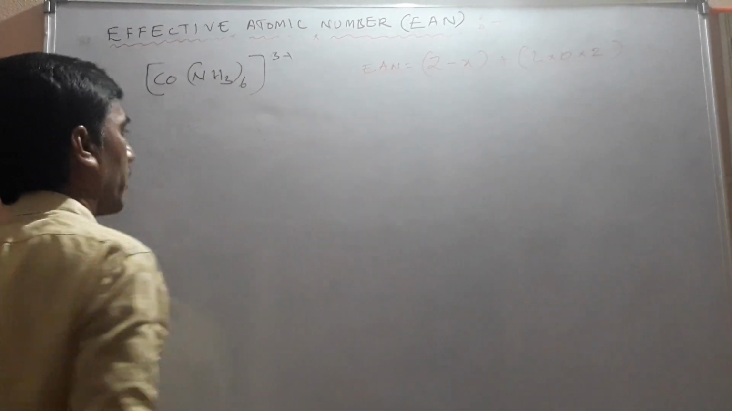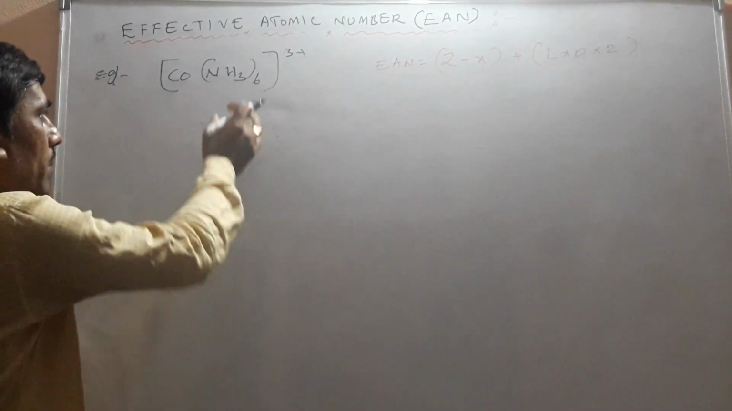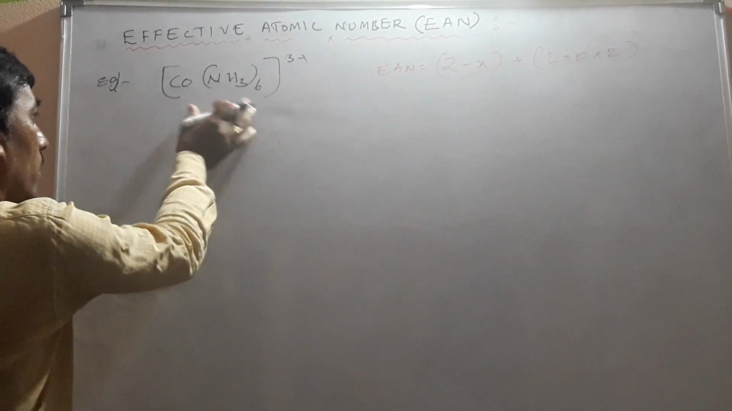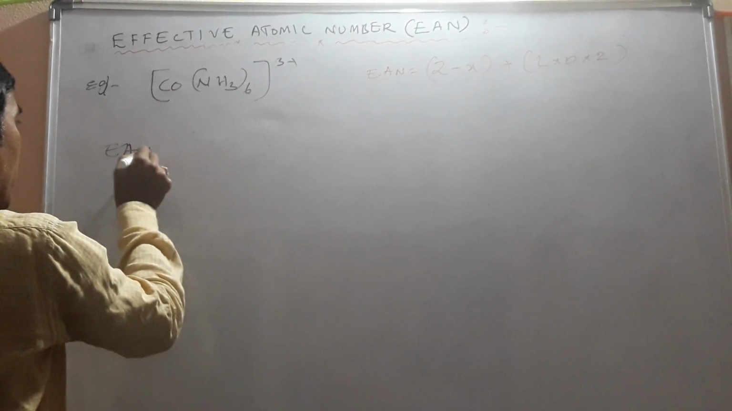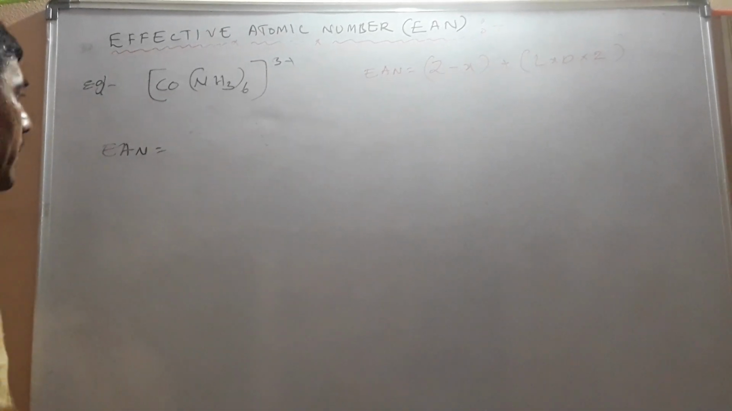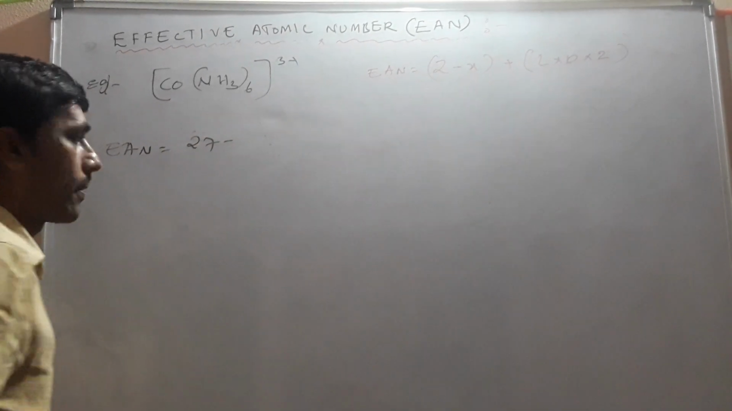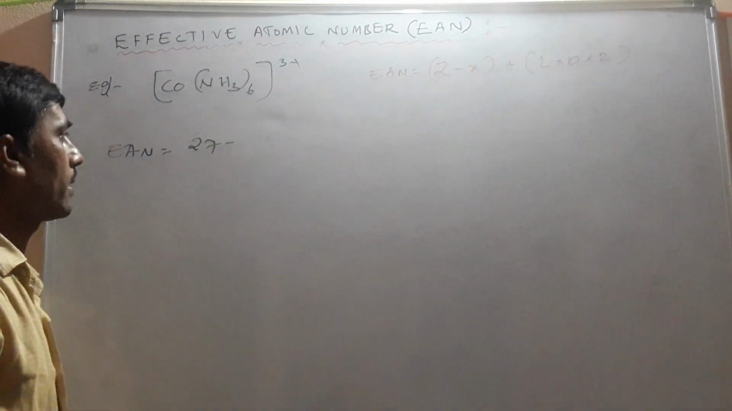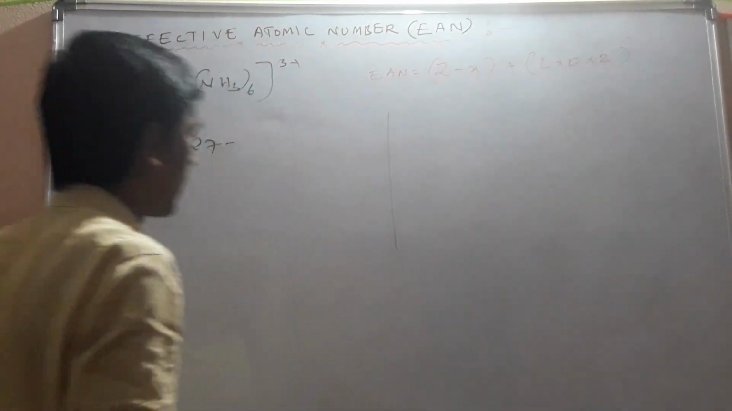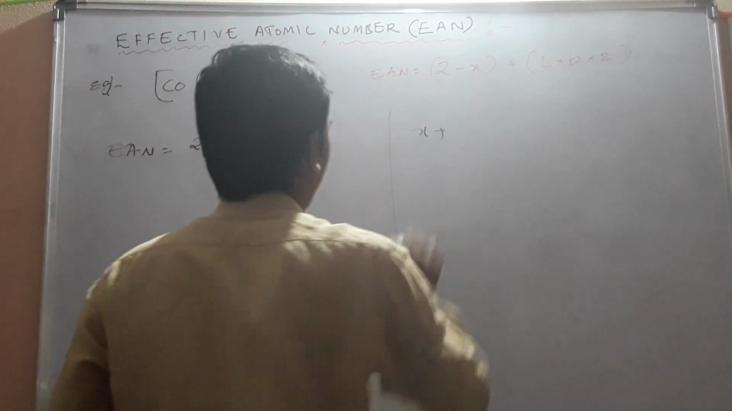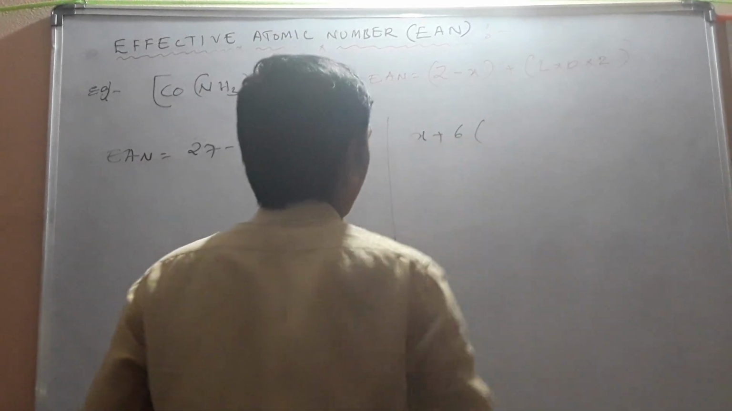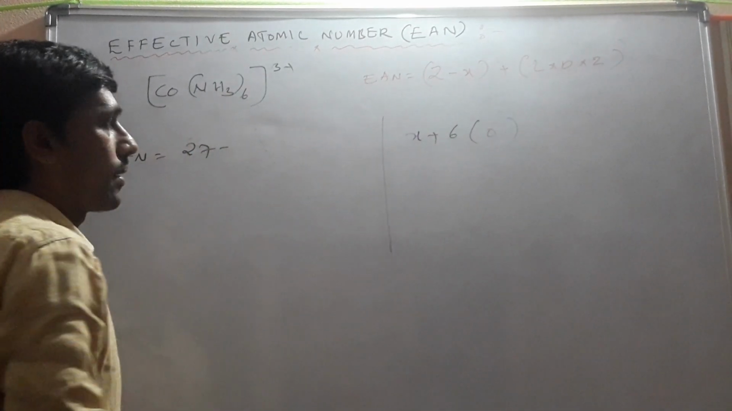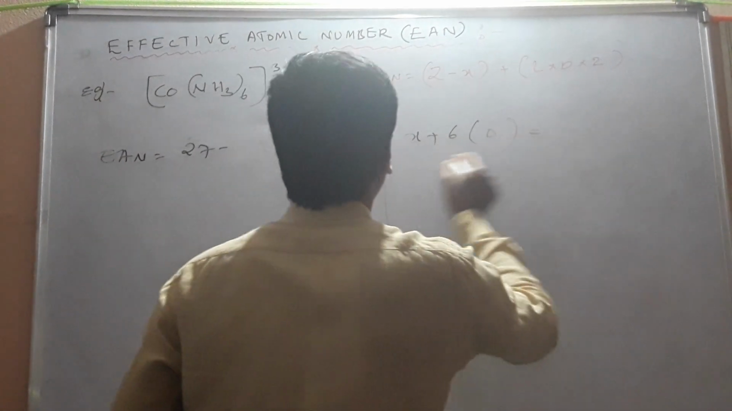Another example, that is cobalt with 6 ammine ligands, the 3+ complex. The name of this complex is hexaamminecobalt(III) ion. In this complex, the atomic number of the cobalt atom is 27. Next, minus X means the oxidation number of the cobalt atom. How to calculate the oxidation number? We already know. X plus, next 6 ligands are there. These 6 ligands are neutral, monodentate neutral ligands, that's why we are using 0, is equal to how much?